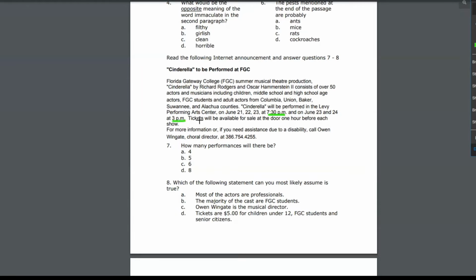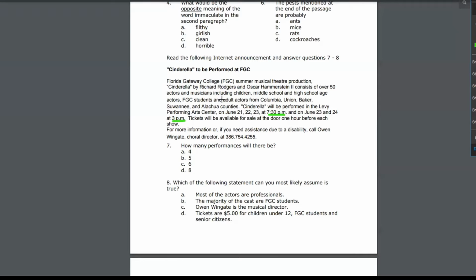The natural thing to do, of course, is to look at each date and say, okay, we got 21st, 22nd, 23rd, and 24th. That was my first mistake, because I'm like, oh, it's only 4, and I'm like, nah, that was just a little too easy. So let me go back and look at it again. So when I double check, I'm like, okay, these 3 performances are on these days at 7:30. June 23rd, they have.